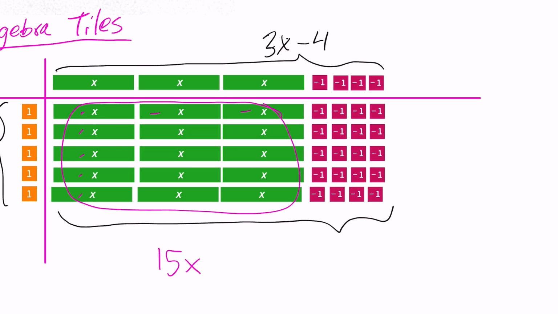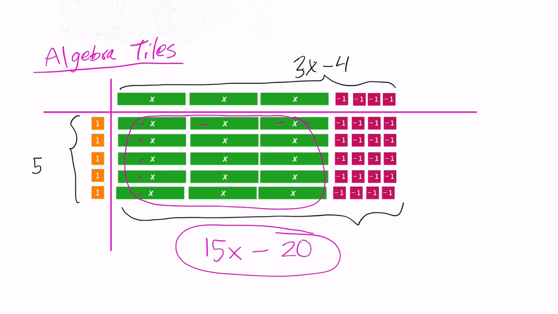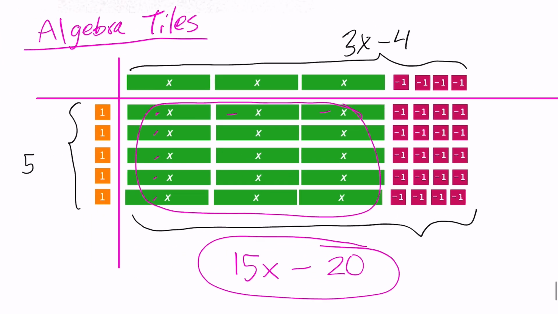So 15 x's. And then how many negatives do I have here? Oops, sorry, didn't mean to erase that. I have 1, 2, 3, 4 columns and 1, 2, 3, 4, 5 rows. So four columns, 5 rows, that's 4 times 5, which is 20, and these are negatives, so negative 20. So that is the answer using algebra tiles, and I hope you could see that and appreciate how that works.